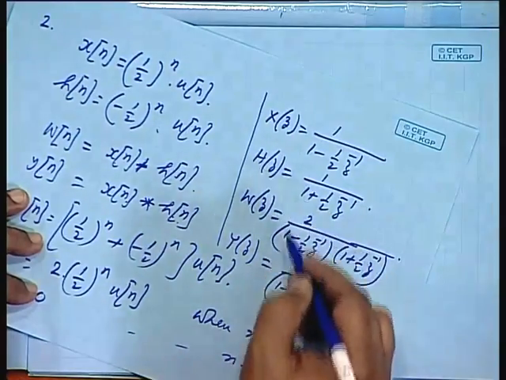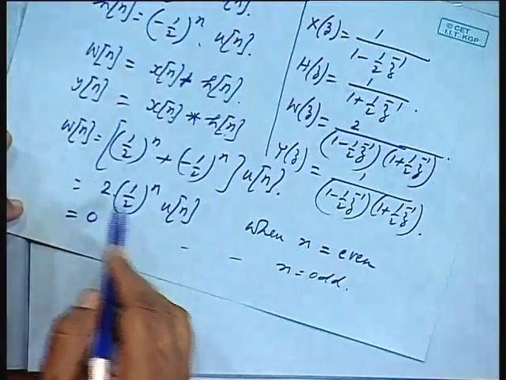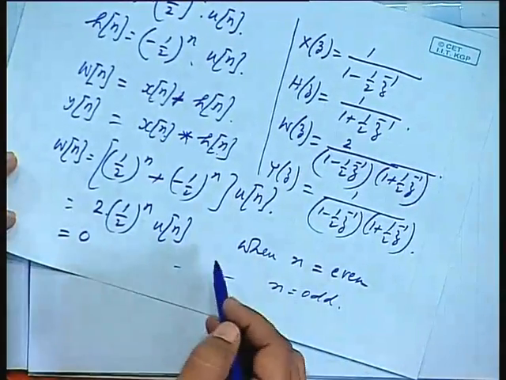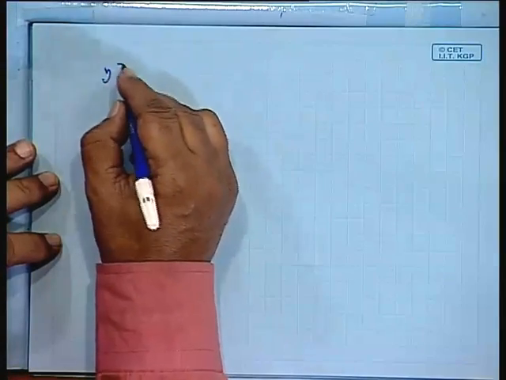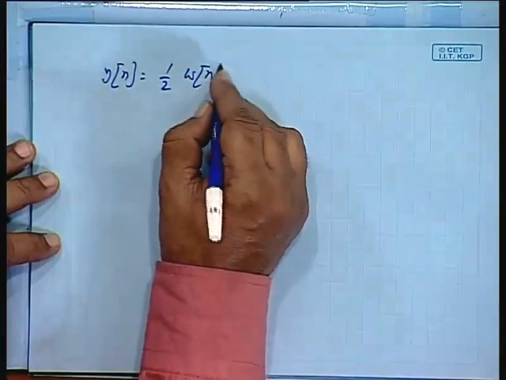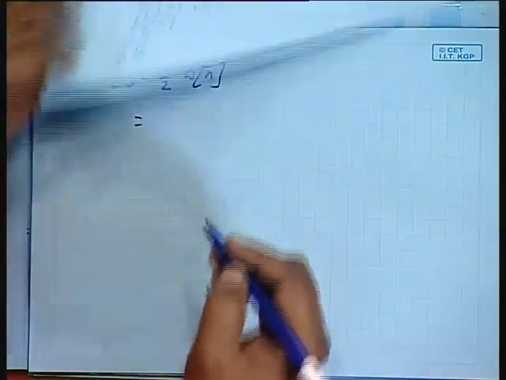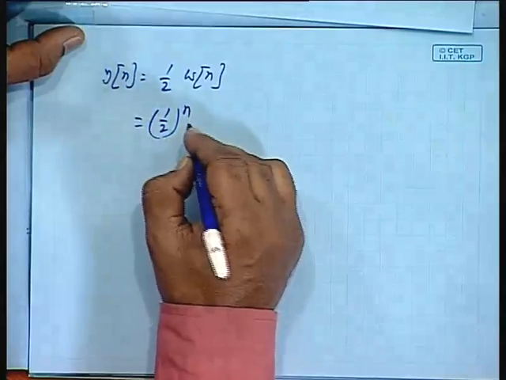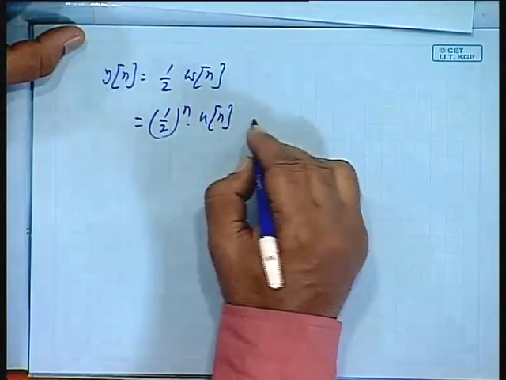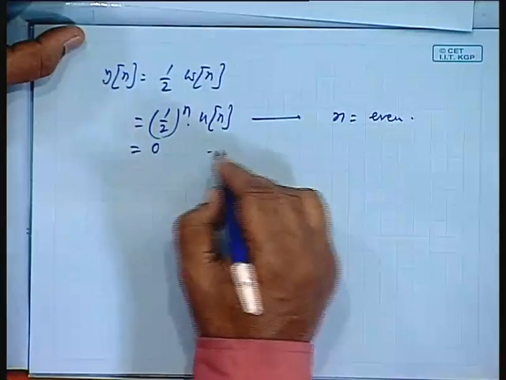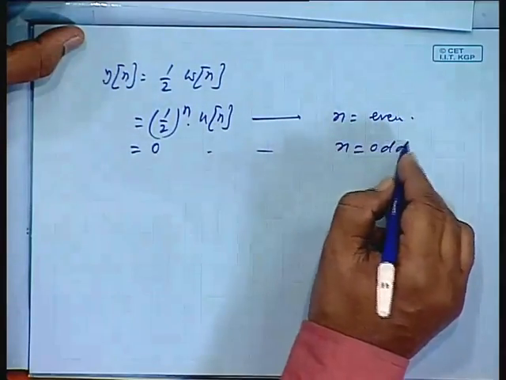So, y[n] will be half of w[n]. So, w[n] you have already computed. So, without taking the convolution, you can straight away calculate from here y[n] is equal to half of w[n] is equal to half to the power n u[n] when n is even and equal to 0 when n is odd. Okay.